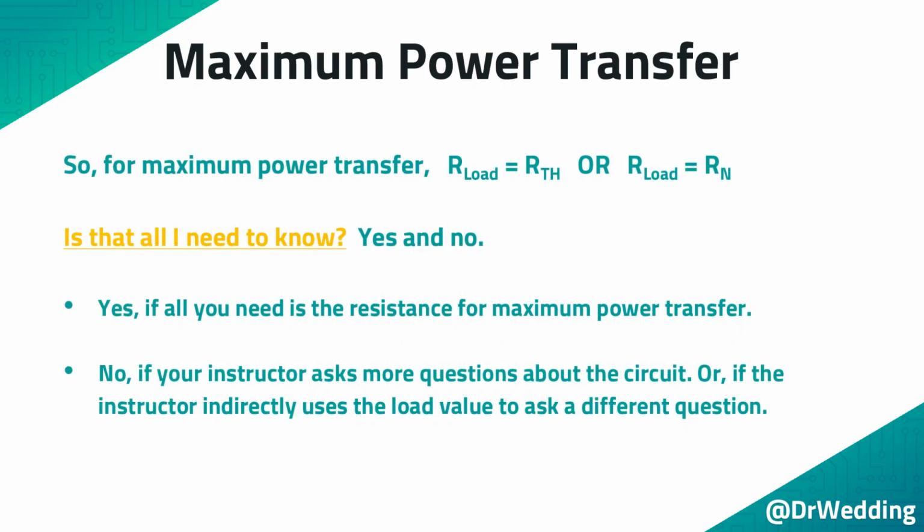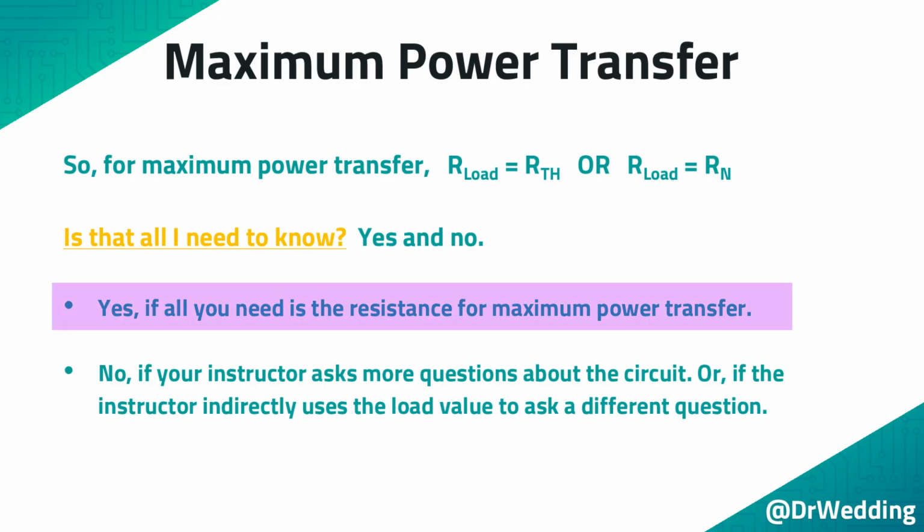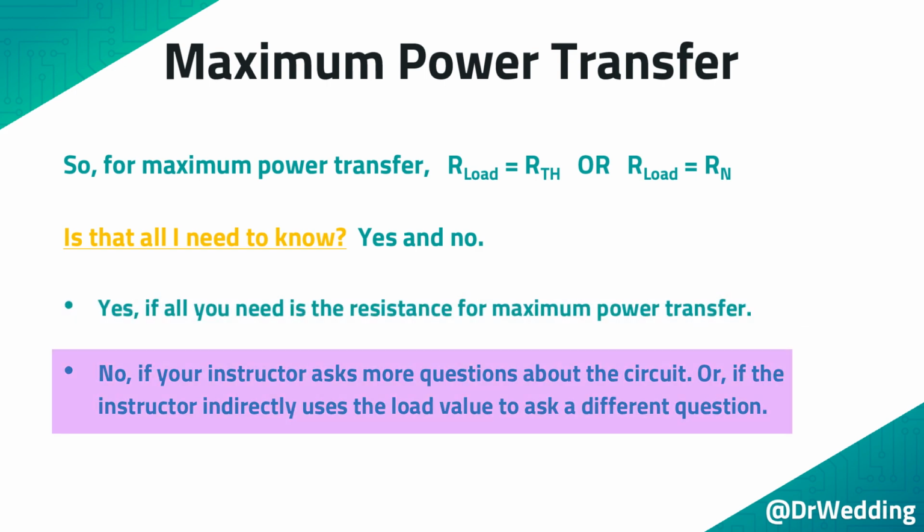So, for maximum power transfer, you will set the load resistance equal to the Thevenin resistance, or you will set the load resistance equal to the Norton resistance. You may be wondering, is that all I need to know? The answer is yes and no. The answer is yes, if all you need is the resistance for maximum power transfer. The answer is no, if your instructor asks more questions about the circuit, or if the instructor indirectly uses the load value to ask a different question.